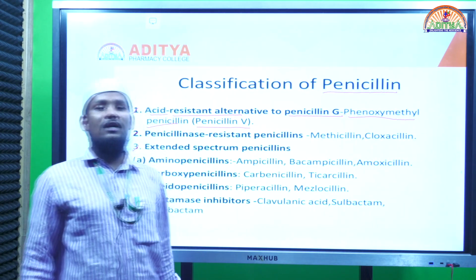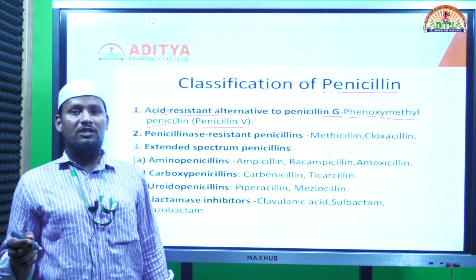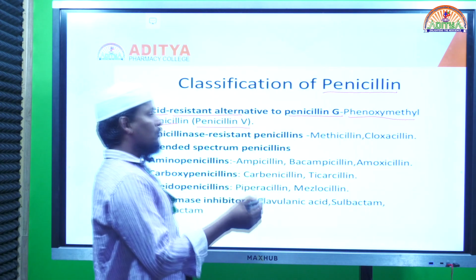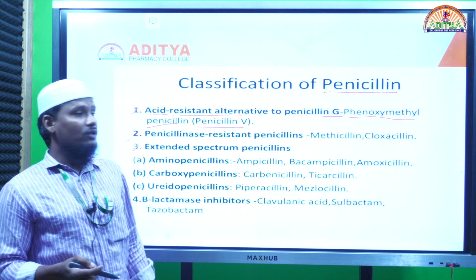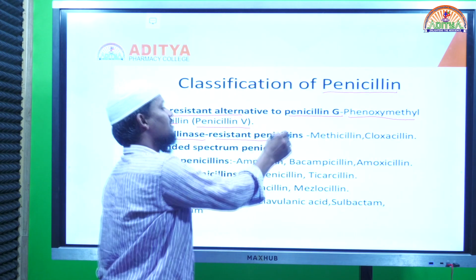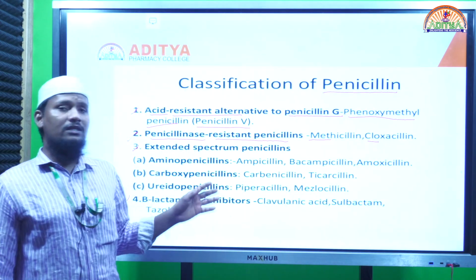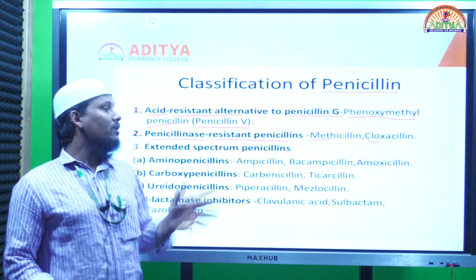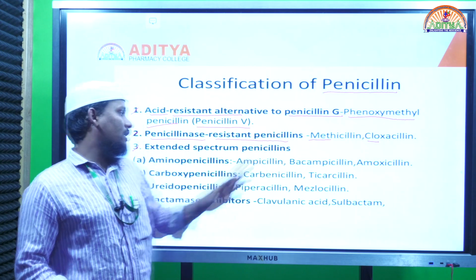We already discussed that penicillinase is an enzyme produced by the microorganism that breaks down the 5-member lactam ring, thereby inhibiting the pharmacological activity of the antibiotic. To avoid this problem, they produced penicillinase resistant penicillins like methicillin and cloxacillin. Even though the penicillinase enzyme is secreted by the microorganism, methicillin and cloxacillin are not inactivated. They show their pharmacological activity.